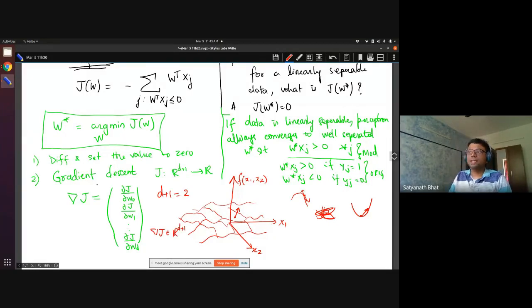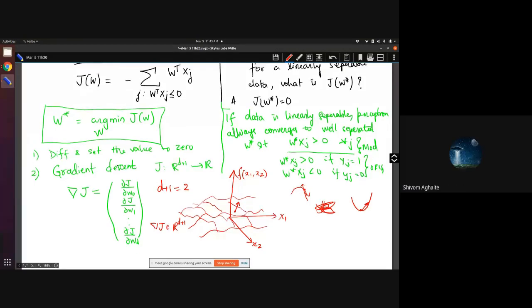What gradient descent is trying to do, in this particular example, is minimize J of w. So essentially we have to go in a direction that reduces this, right? Diksha and Shivam, does it make sense? Yes, sir. Yes, okay, sir.